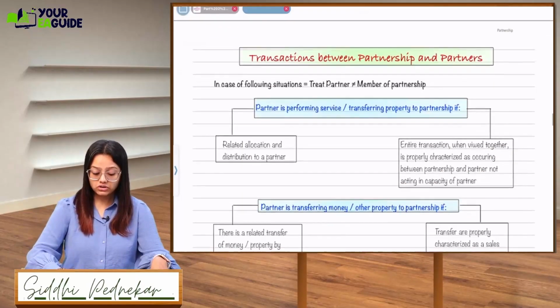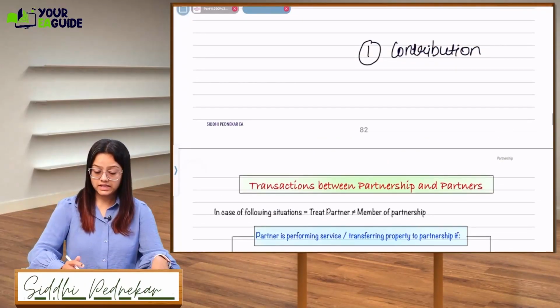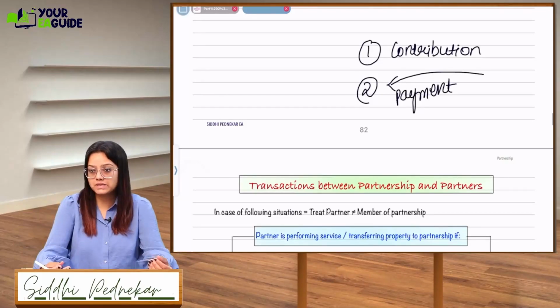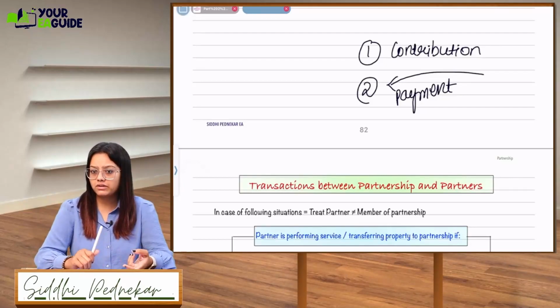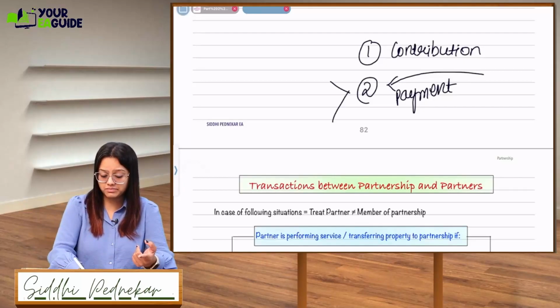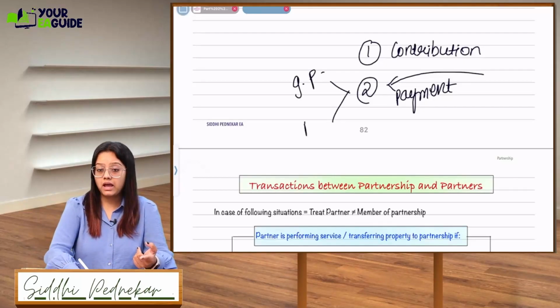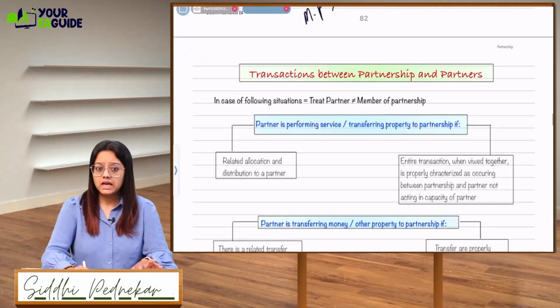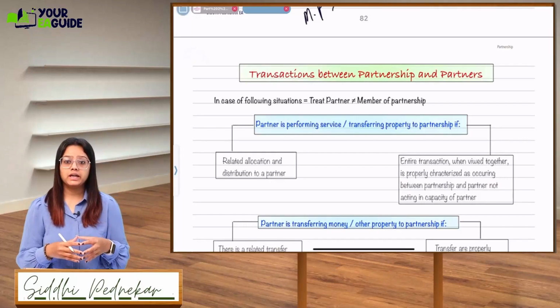Second, let's say the partner is receiving a payment from the partnership firm. He is providing his services, and he might be receiving a certain salary, wages, or guaranteed payment. So you have to understand the difference between a guaranteed payment and a minimum payment.